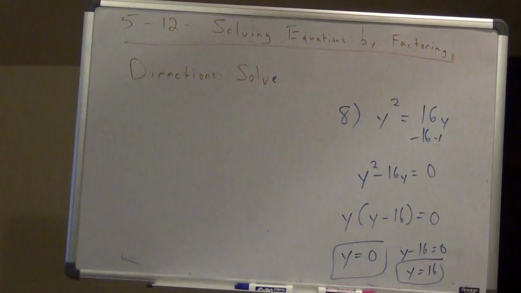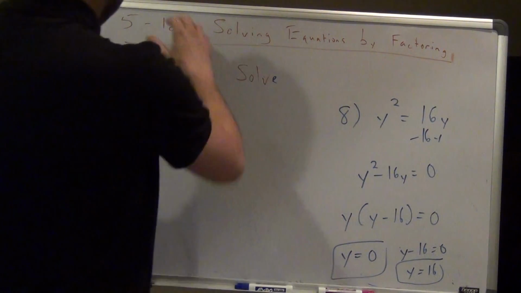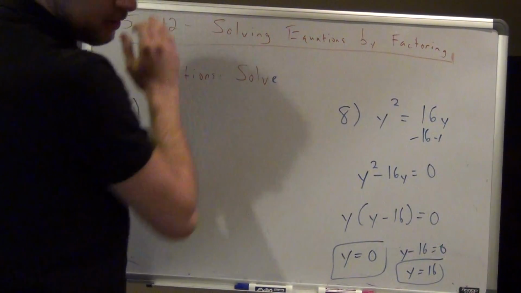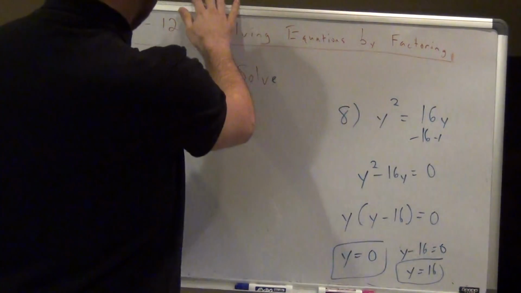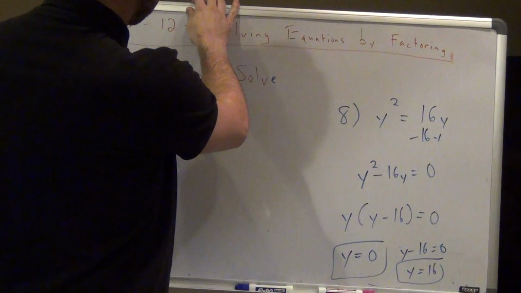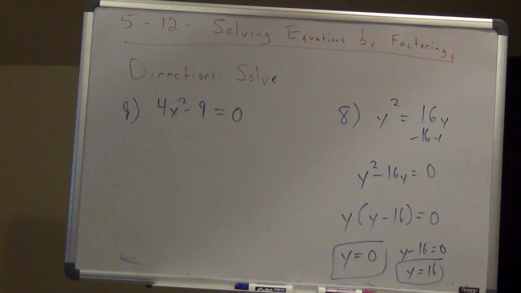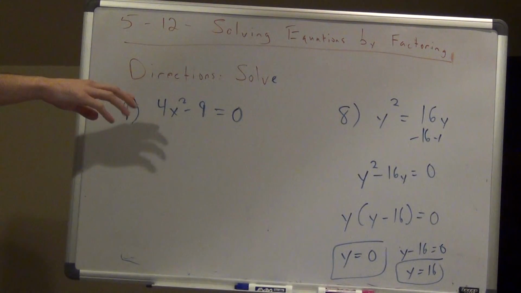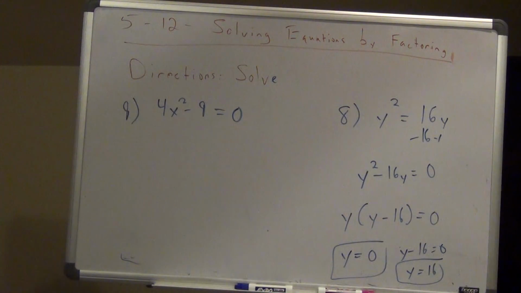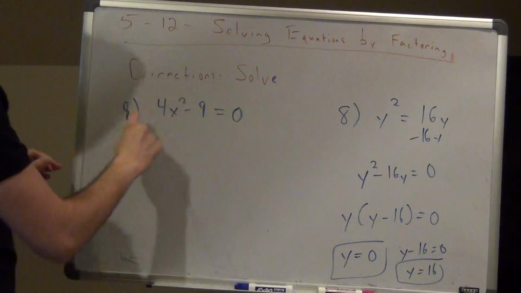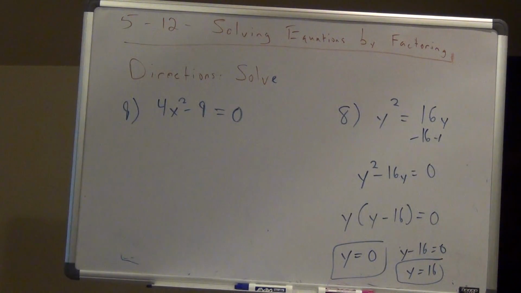So 9 and 10, the last 2. All right, so number 9, you get 4x squared minus 9 equals 0. This is already set equal to 0. Cool. So that step, we're already done with that. We don't have to do what we did in number 8. But you're like, how do I factor this?